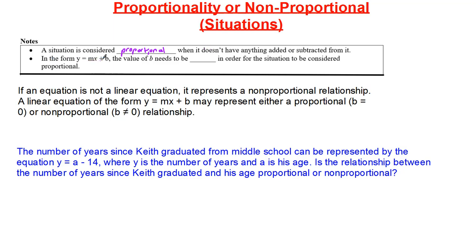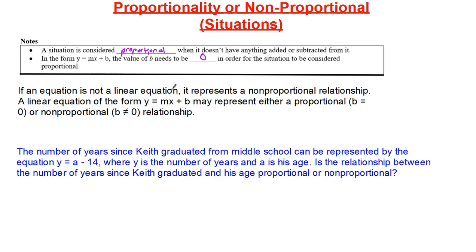So in the form y equals mx plus b, this is called slope-intercept form. The value of b needs to be 0 in order for the situation to be considered proportional. Alright? So if an equation is a nonlinear equation, it represents a non-proportional relationship. Remember, it has to be linear. It has to be a straight line.